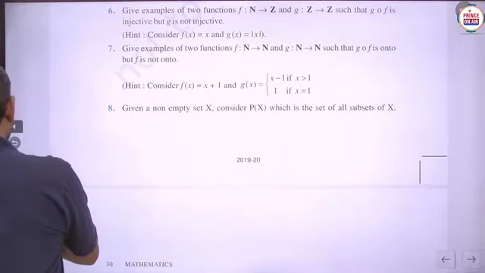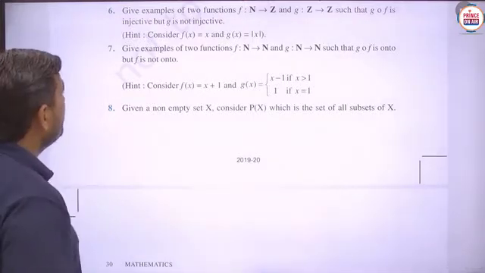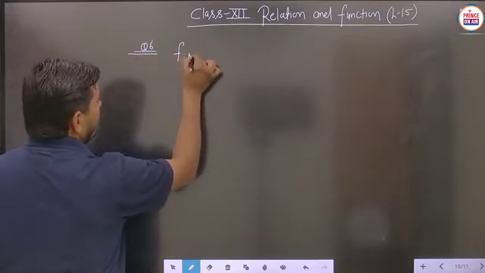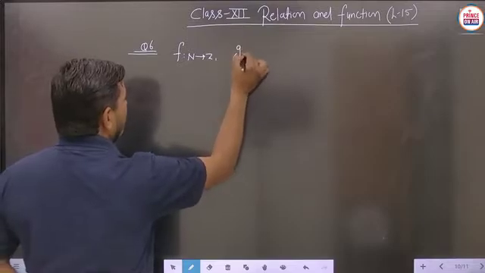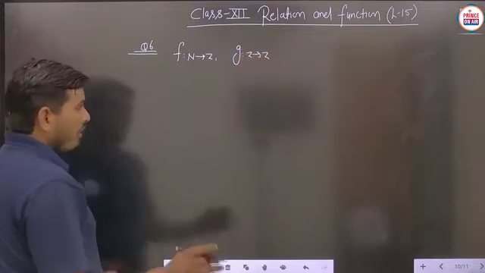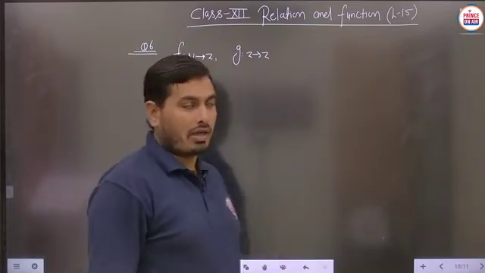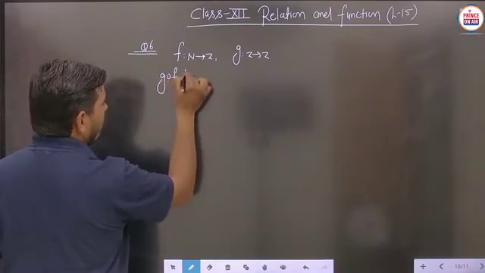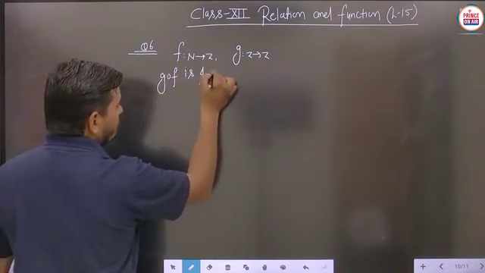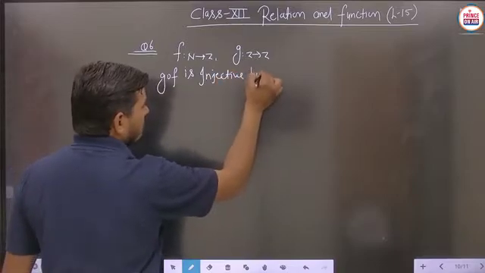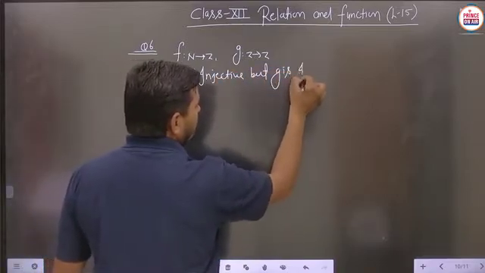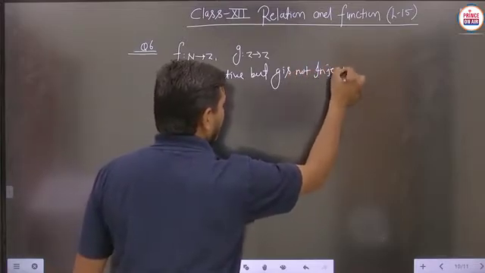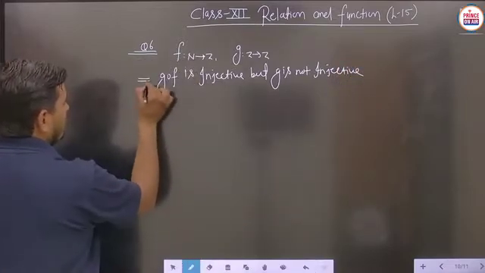f is to be defined from N to Z and g is to be defined from Z to Z, and we have to just provide an example of these types of functions and conditions. g of f is injective, but g is not injective. According to the given condition, we have to provide the basic answer for this particular type of functions.